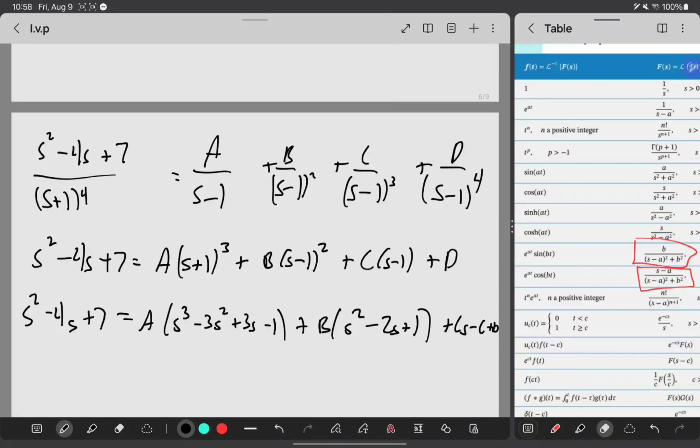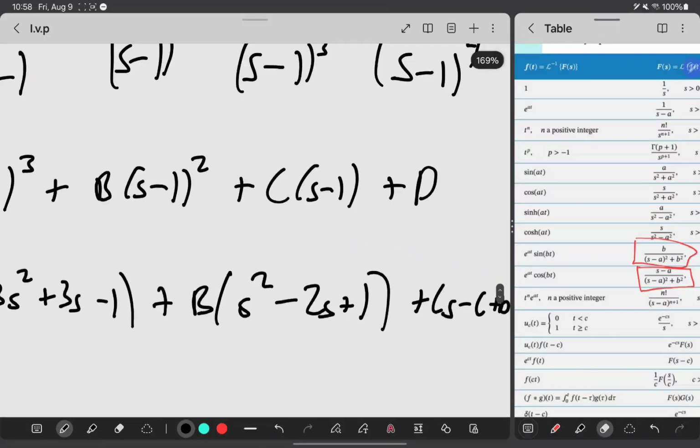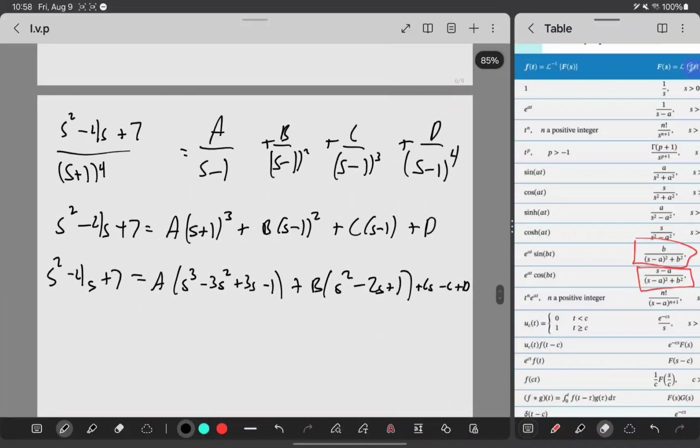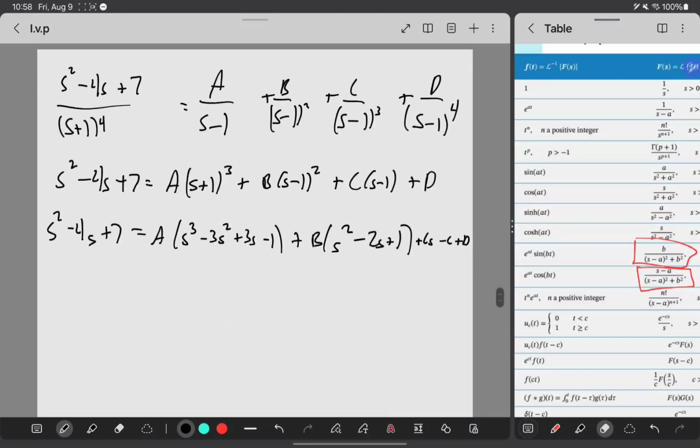Okay. I don't need to do that step. Let's get right to the next step. So we, s squares.